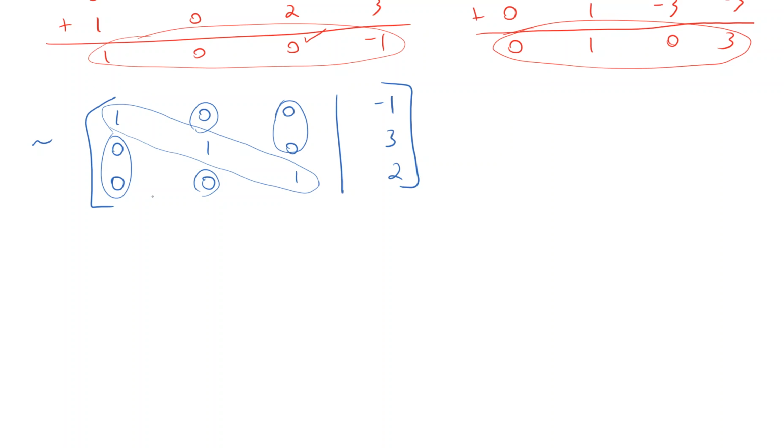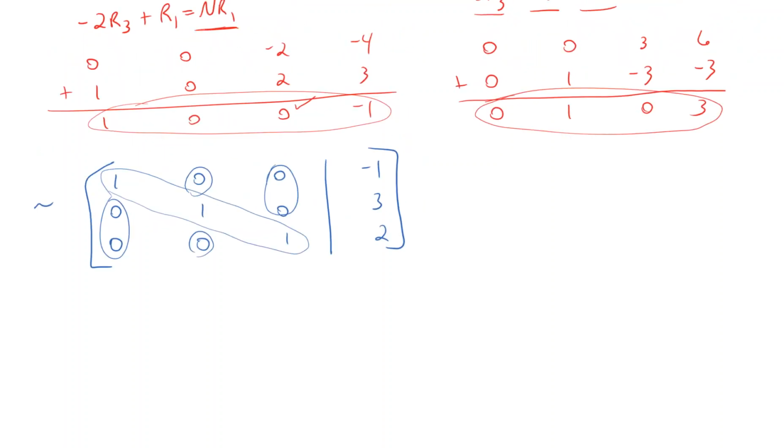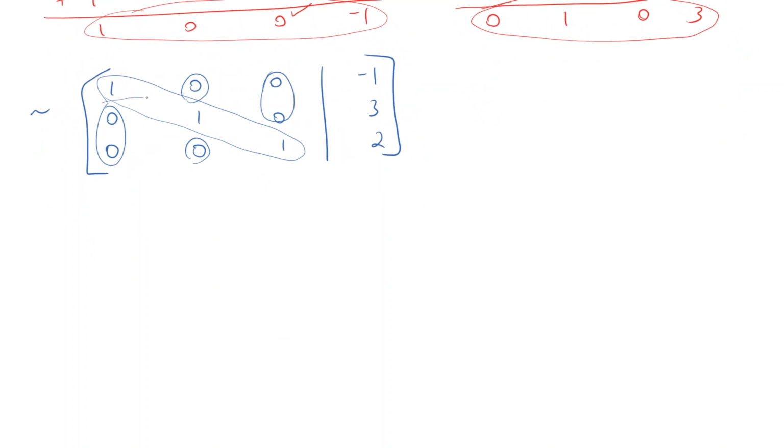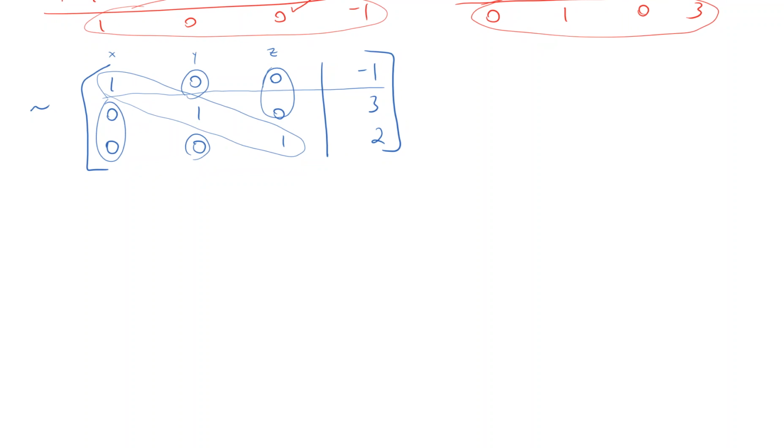So what does this mean? How did this help us solve the system? Well, remember, each row represents an equation, right? So the first column is your x column, then your y column, then your z column. The first row represents 1x plus 0y plus 0z equals negative 1. Remember, the vertical bar is your equals. If you simplify this, that just says x equals negative 1. So that tells us our x value.